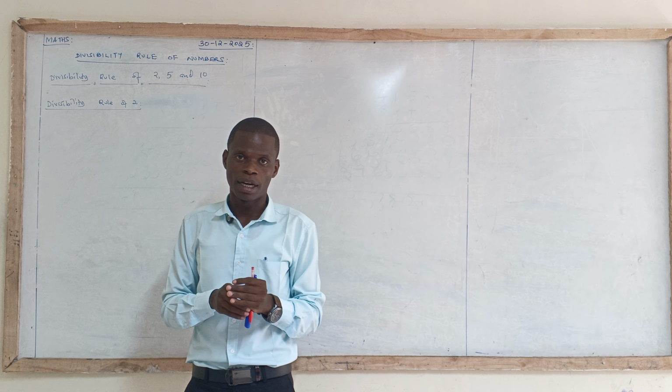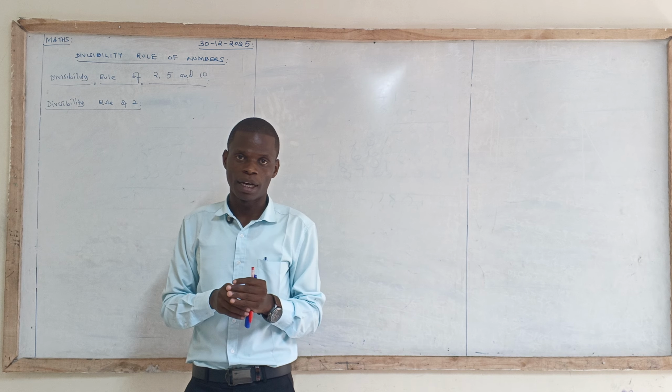So here, the last digit is 1. Therefore, you don't need to argue. You just write: 6,701 is not divisible by 2. As simple as that. Then you move to the divisibility rule of 5.